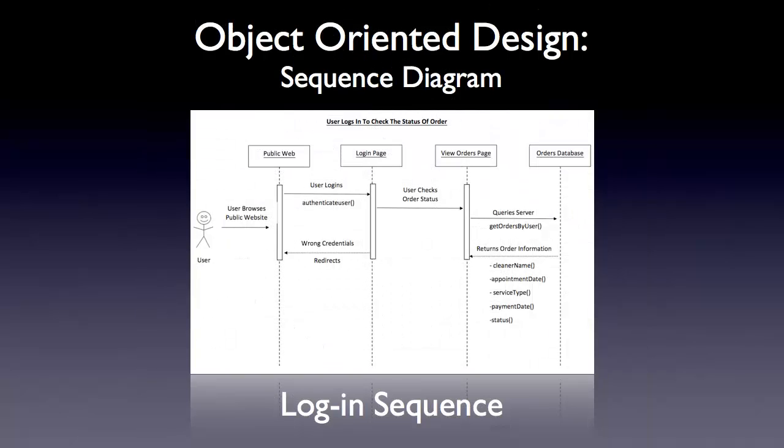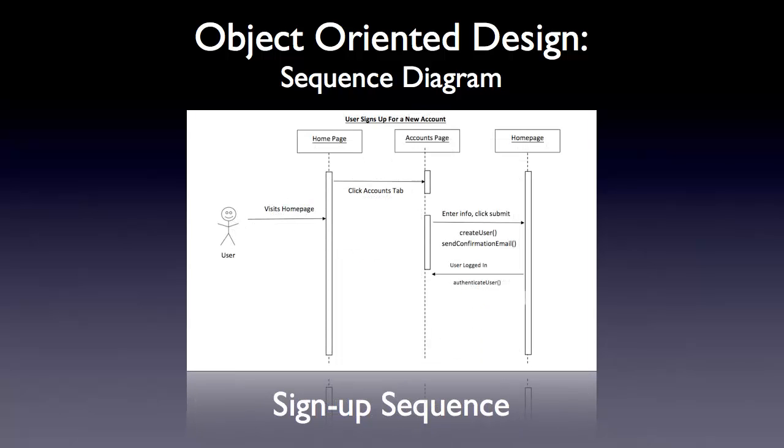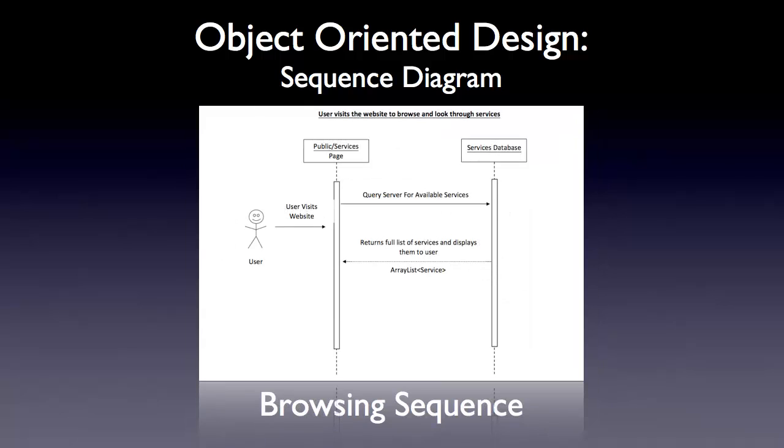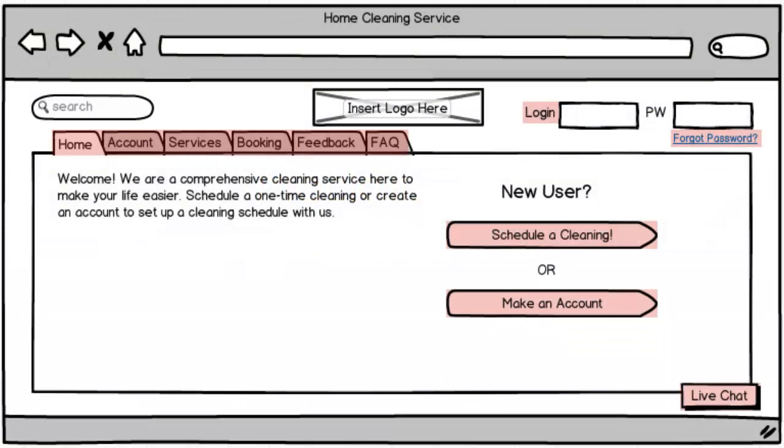Here's a sequence diagram showing the process flow of logging in, the ordering sequence, the signing up sequence, as well as the browsing sequence. Here's the Balsamiq mockup for the home cleaning service. This is the home screen with each of the major components of the app divided into tabs at the top. New users are immediately directed to the two large arrows that offer either booking a one-time cleaning or creating an account, while previous users will know to first log in at the top right to their account.